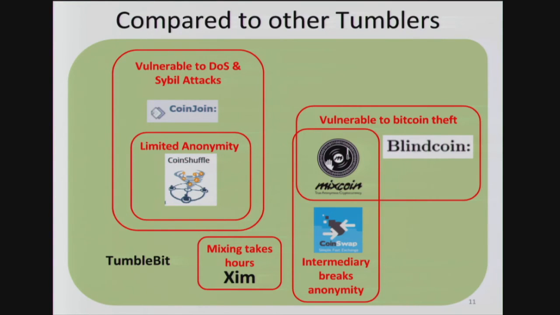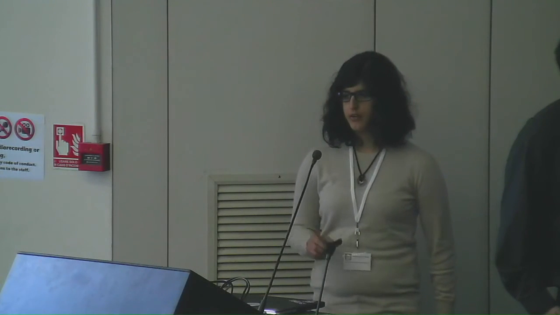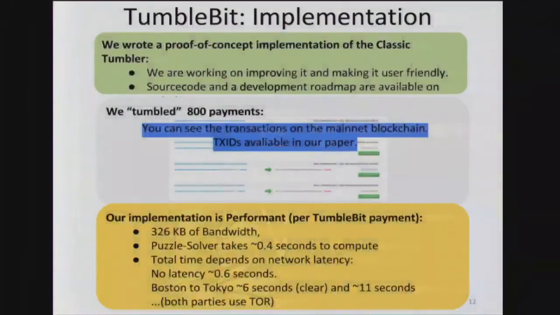CoinJoin and CoinShuffle are vulnerable to DOS and Sybil attacks, and CoinShuffle has a limited anonymity set since it's limited by the transaction size, which is just 100 kilobytes. Zim is not vulnerable to any of these attacks, but takes a long time to run. And so we have implemented a proof of concept implementation of the classic Tumbler, and we're currently working on improving it, and we have the source code and the development roadmap available on GitHub.